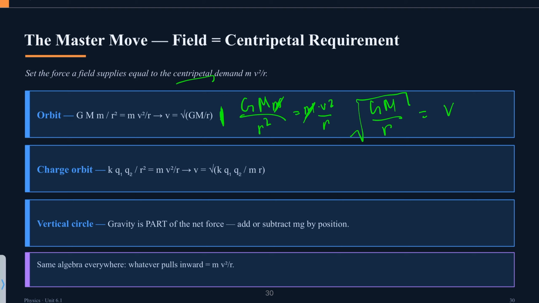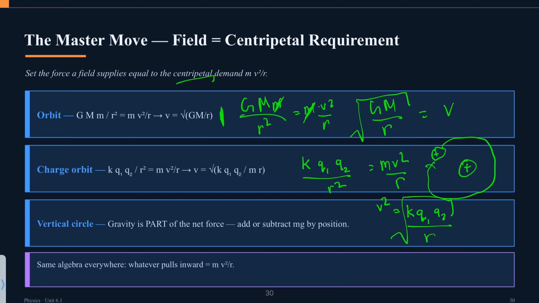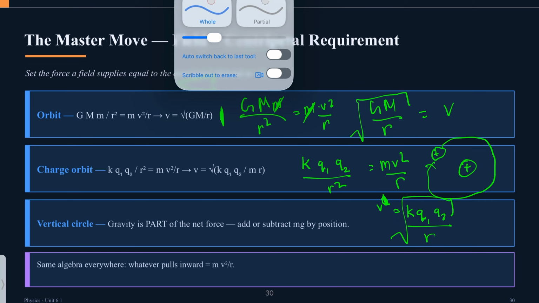Then for the charge orbit, similarly, kq1, q2 over r squared is equal to mv squared over r. So this is for a rotating charge, okay, when a charge is orbiting another charge. So you might not see it a lot, but it does happen, right? And similar thing, v squared is equal to kq1, q2, and then one of the r's is canceled out. And then take the square root of that, and there you have your v. So that's another way you can be asked, okay?